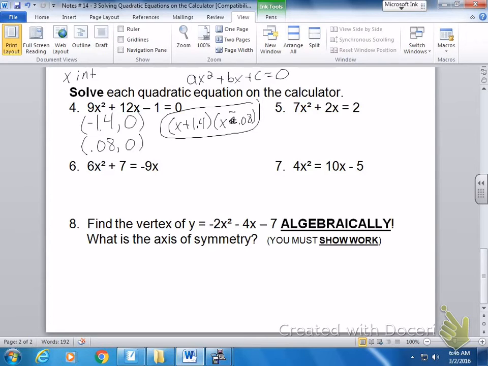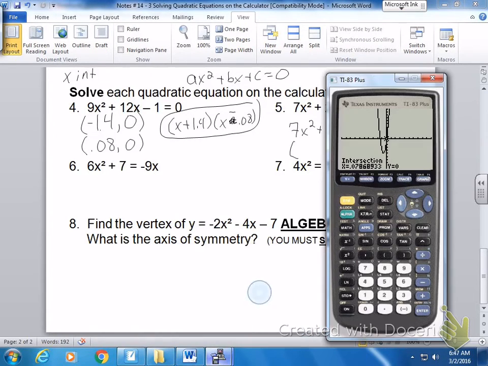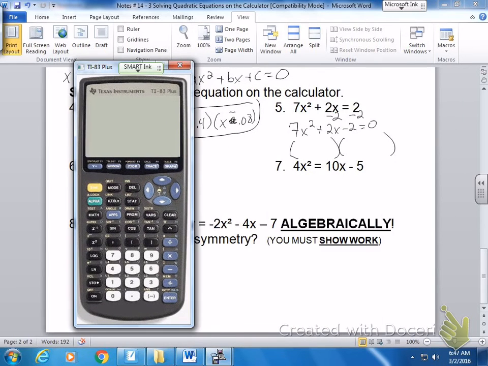Let's go to number 5. Now this one is not in the order we want. I need all of it to be on the same side, so I'm going to subtract 2 from both sides. Now I have 7x squared plus 2x minus 2 equals 0. Now I can go ahead and throw it in my calculator. So I'm going to clear out in y equals the equation I had. Oops.